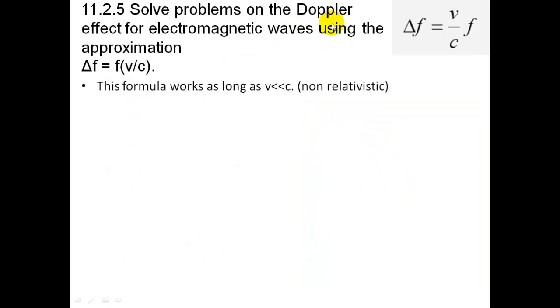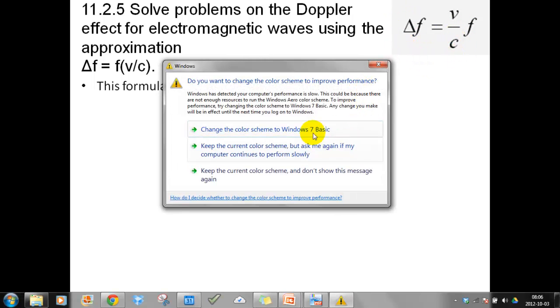Solve problems on the Doppler effect for electromagnetic waves. We use this value, delta F, which is the shifting frequency, is V divided by C times F. This only works when the velocity is much smaller, less than 10% of C. Then it's going to be slightly different.